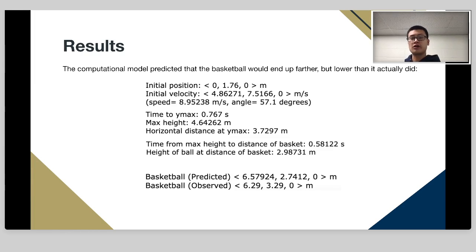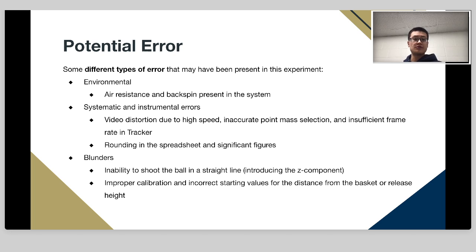Now, here again are the main results of the lab as they were depicted as printed outputs of the program. Notably, the basketball was portrayed as having been short in the predicted or computational model, whereas in Tracker it was visibly a make. So this led me to consider potential sources of error.